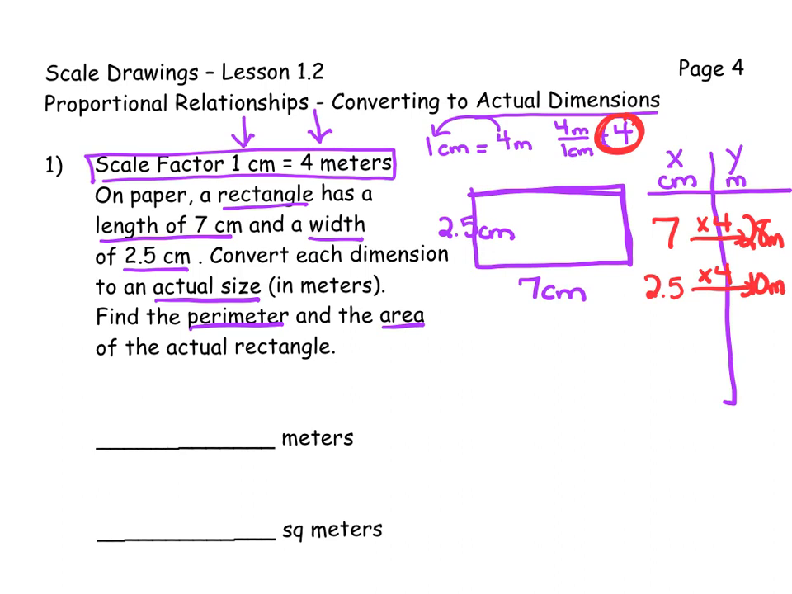You should have gotten a length of 28 meters in the real world and a width of 10 meters. Now it's our job to find the perimeter and the area. Perimeter is measured in meters, and of course area is measured in square meters, whereas perimeter, that's a linear measurement. So let's begin. Let's start with perimeter.